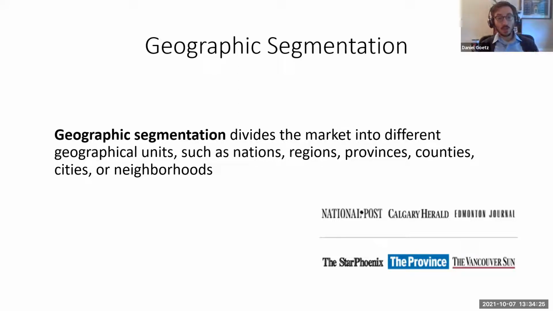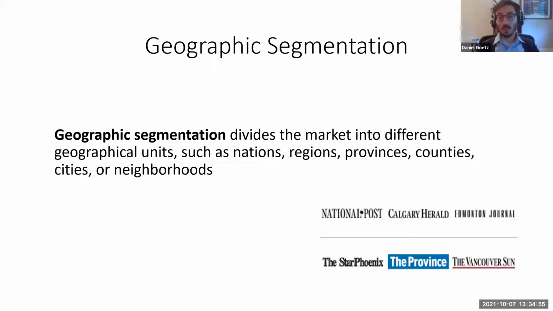For geographic segmentation, we divide the market into geographical units such as countries or larger regions, say like the European Union or North America, or you can divide into provinces, counties, cities, neighborhoods, as long as it's a geographic division, like we saw with the brands and their different logos, right? Geographic segmentation doesn't always have to be very subtle.